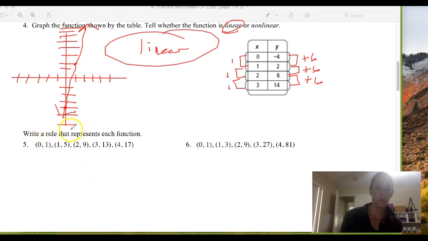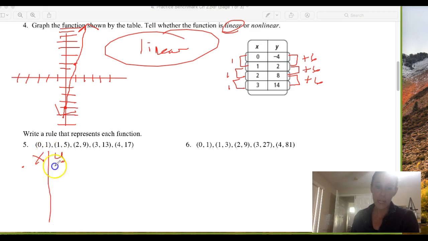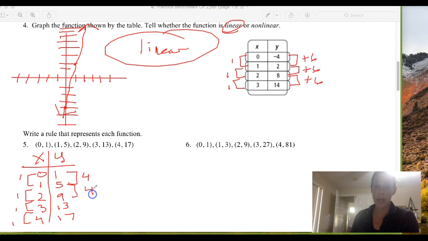All right, we're going to write a rule that represents each function for number 5. My first instinct is to do a little table and see if I have a linear graph. And I can tell, remember, if the change is constant. So I have the point 0, 1, the point 1, 5, 2, 9, 3, 13, and 4, 17. Okay, the x's do increase by 1, so that is constant, by 1. And let's see about the y's. From 1 to 5, I add 4. From 5 to 9, I add 4. This is looking good.